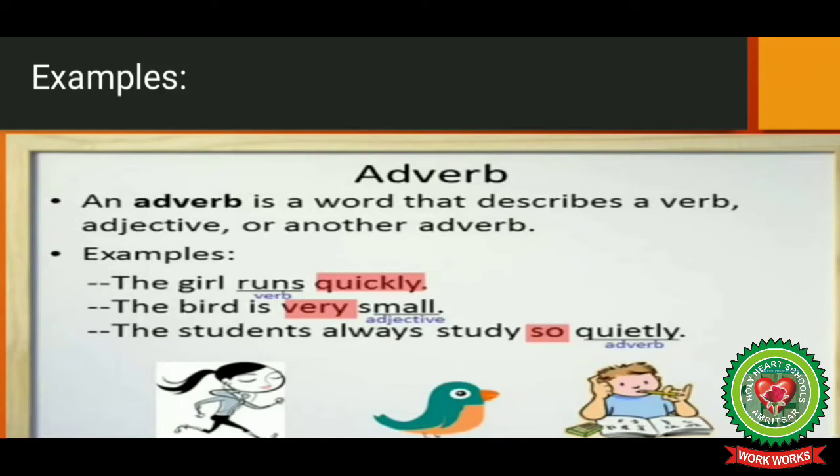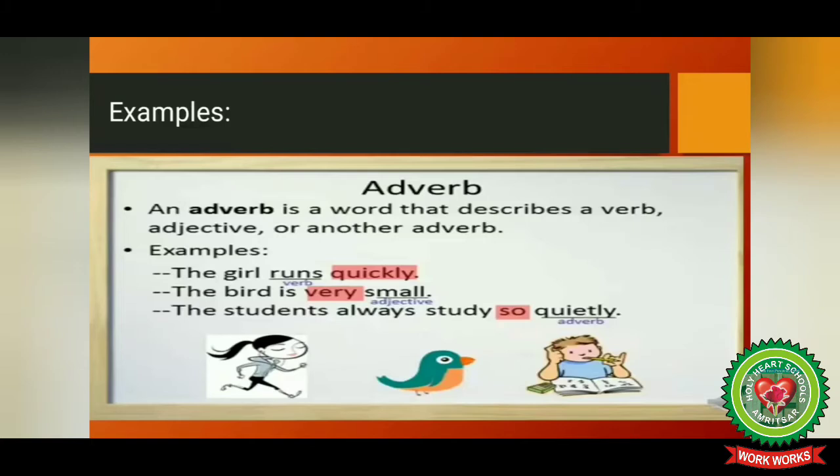First is, the girl runs quickly. In the first sentence, we see an example of an adverb that describes a verb. Here, runs is an action word. How does the girl run? Quickly. Quickly describes runs, and therefore quickly is an adverb.